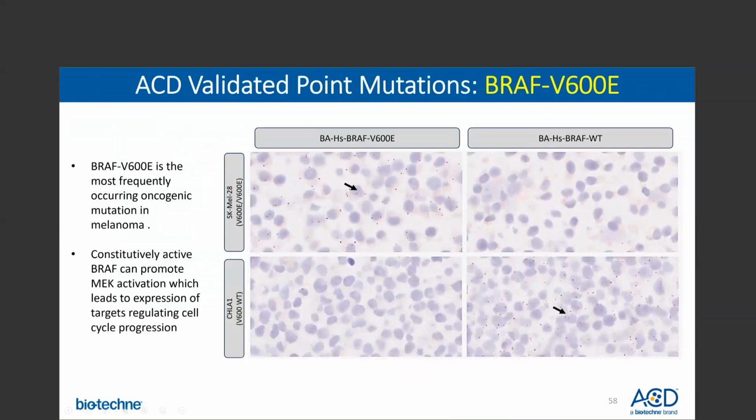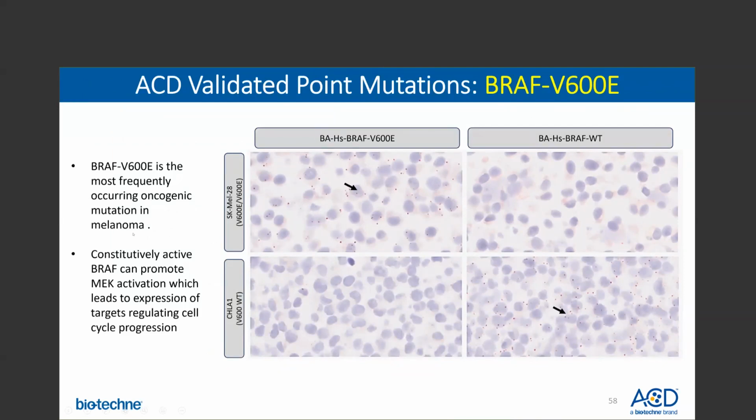We will now look at an example of how, using a BRAF V600E specific BaseScope probe, we were able to identify this particular mutation in a cell line in-house. So we have used two different cell lines, the SKMEL28 melanoma cell line, which has the V600E BRAF mutation, and then the CHL-1 cell line, which has the wild type BRAF.